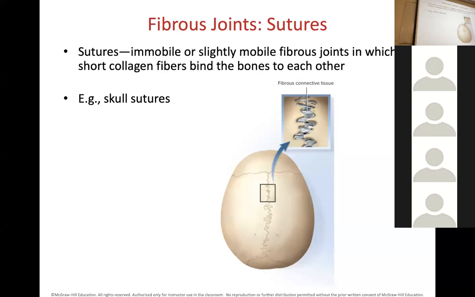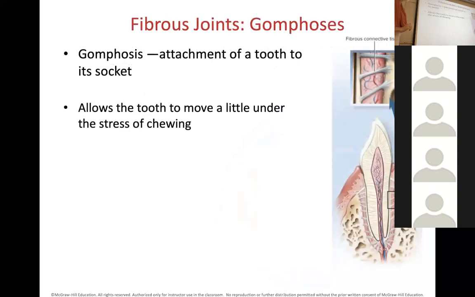Okay, sutures, pretty straightforward. This weird word, gomphoses, this is specifically and only dealing with your teeth. So gomphosis is the joint where your tooth actually connects to the socket within the mandible or the maxilla. These collagen fibers are a little bit longer.